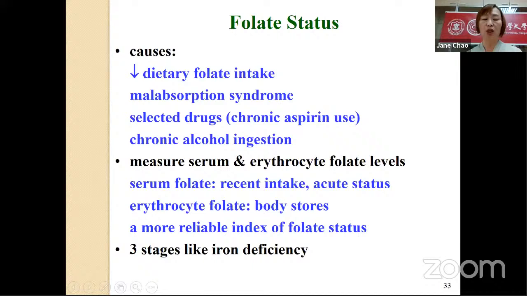So those reasons make it easy to cause what we call folate deficiency anemia. And also there are three stages, just like iron deficiency. Usually we will use two different measurements for folate status. One is to measure serum folate. The other one is to measure erythrocyte folate, that means folate status in RBC, red blood cells. So which one, serum folate or erythrocyte folate, can be the better indicator for folate status? The answer is erythrocyte folate.